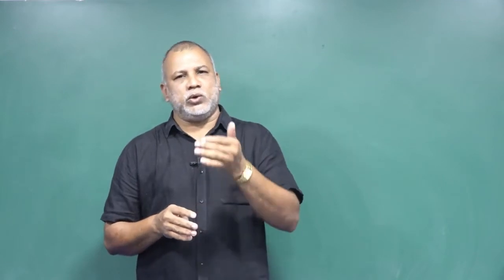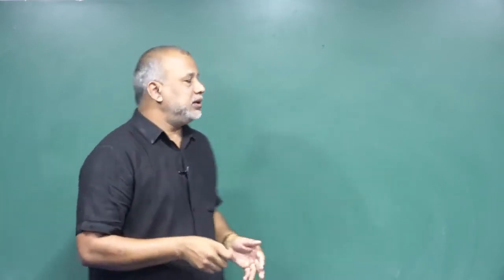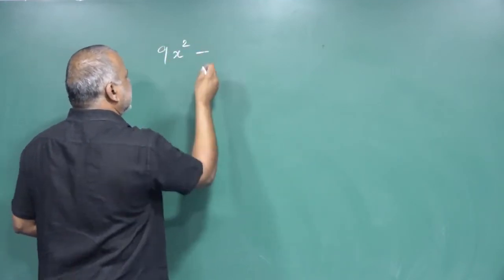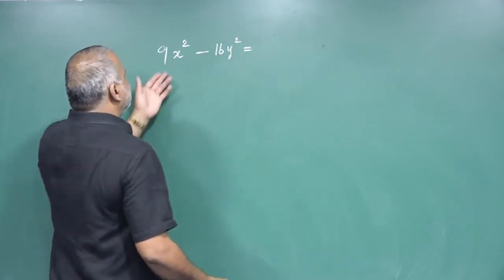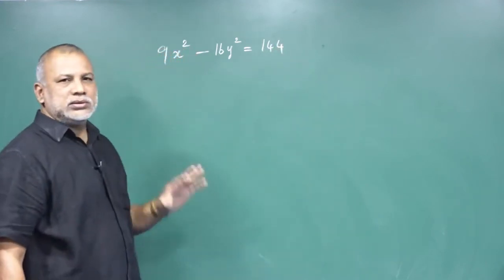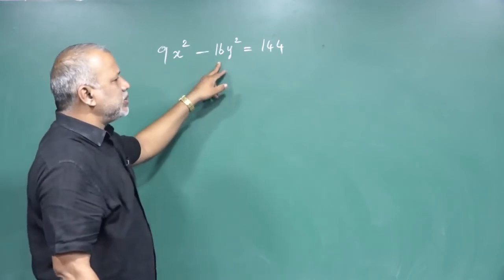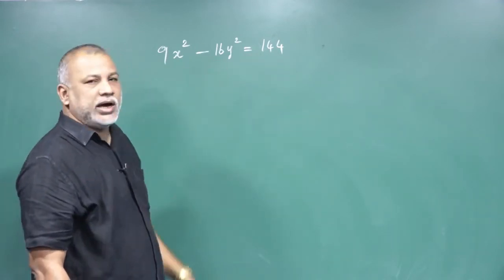We worked out some problems based on these concepts. Today also we are going to see the same type of questions. Find center, foci, vertices, equation of the directrices, length of the latus rectum and equation of the latus rectum for the following hyperbolas. See the question: 9x squared minus 16y squared equal to 144. This is the given equation of the hyperbola.